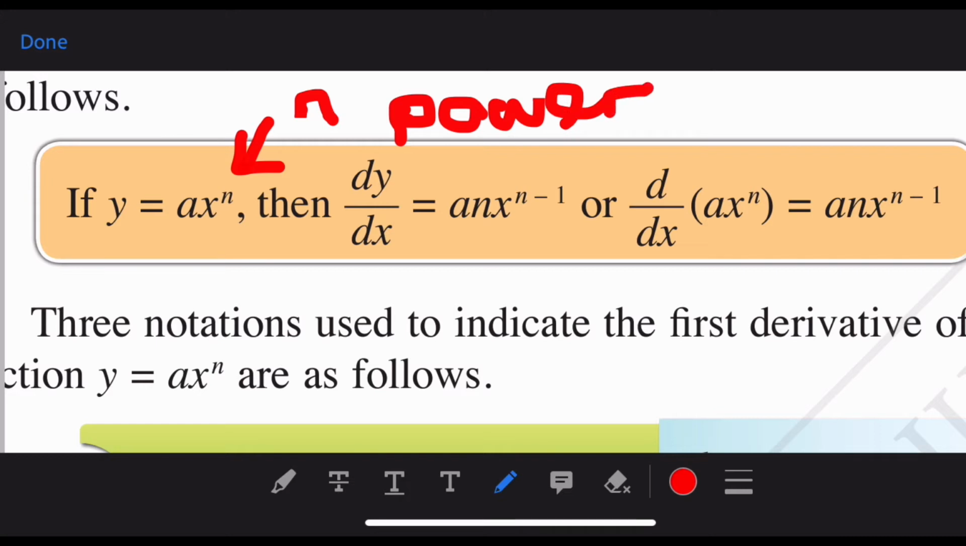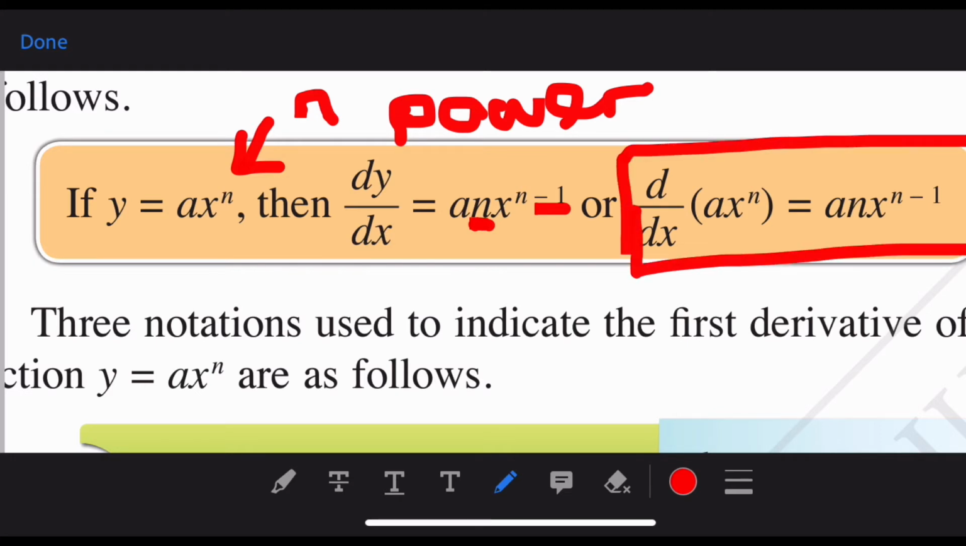So how do you differentiate, how do you find the first derivative? Derivative means dy/dx. You just bring the power down to the front, and the power minus by 1. This is the most basic formula whenever we do differentiation. The very, very basic formula.